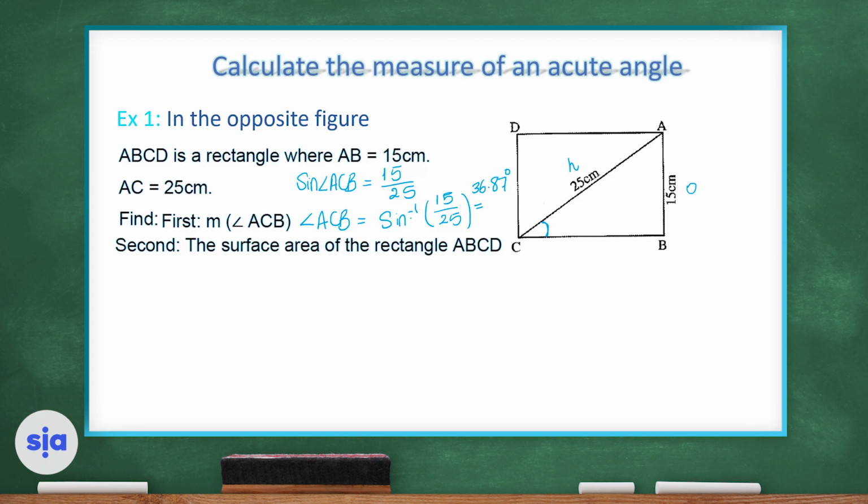The second part of the question says find the area of rectangle ABCD. We know that the area of a rectangle is base times height, or length times width, so we first need to find the length of BC. To find BC, we use the Pythagorean theorem, square root of 25 squared minus 15 squared, which will be 20. So now we have BC equals 20, so the area of this rectangle equals 20 times 15, which is 300 centimeters squared.